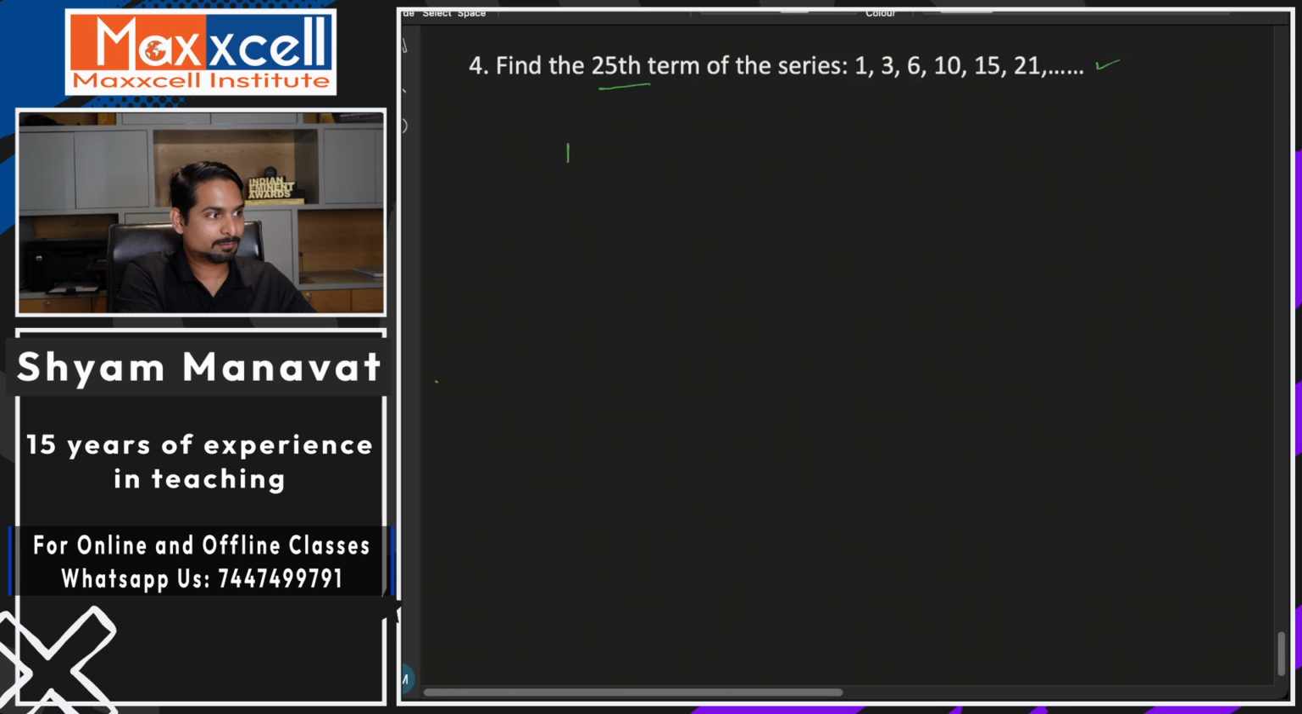What do we have here? 1. So the first term is what? 1. The second term is 3. Instead of 3, I will write this as 1 plus 2. Yeah. This is 3. The third term I will write as 1 plus 2 plus 3. Look at this. Here difference is what? 2. Difference is 3. Difference is 4. Difference is 5. Difference is 6.